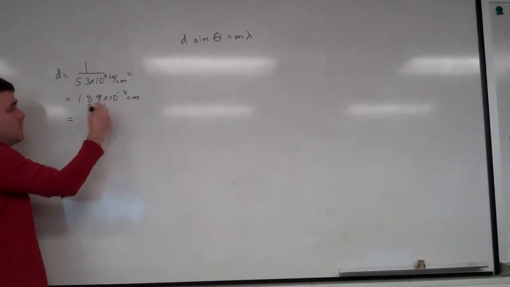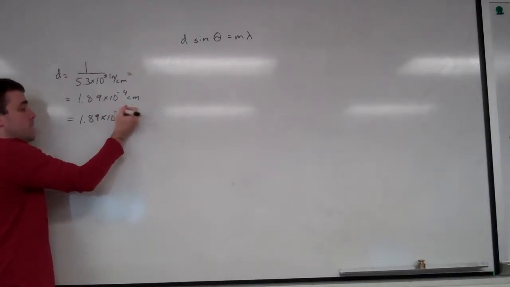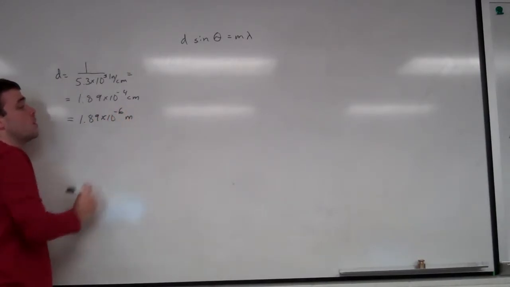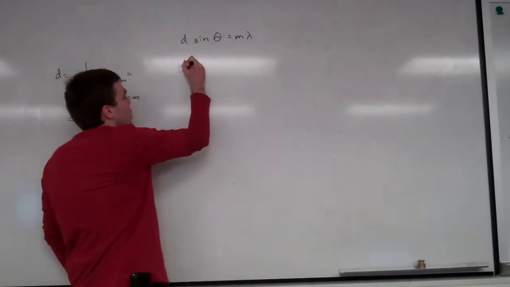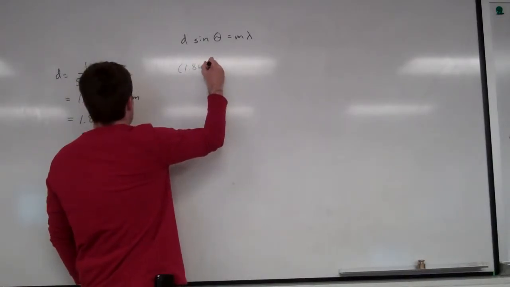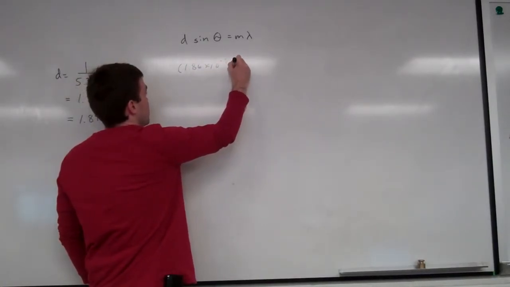We gotta convert this to meters, so we end up with 1.89 times 10 to the negative 6 meters. To make your life easier, you can convert either place, but it's much easier to convert after you've gotten it just in centimeters. So do the 1 over thing, then convert to meters. Everybody understand that? So now we do 1.86 times 10 to the negative 6 meters.